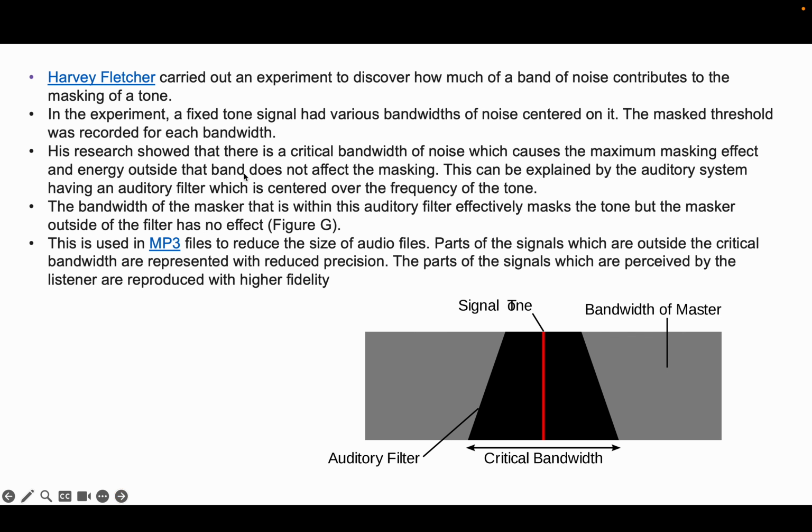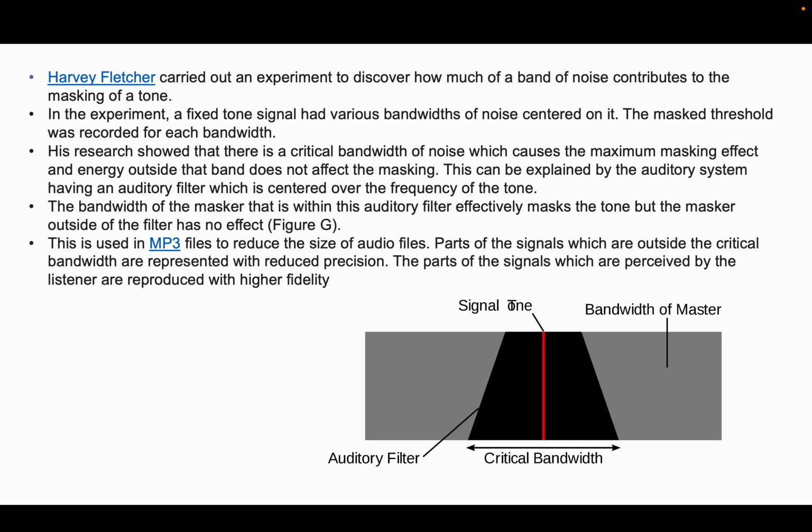Okay, I think that this is primarily a restatement of some of the previous things that we have said, just a different way of illustrating what we've already said: the bandwidth of the masker within the auditory filter masks the tone, but the masker outside the filter has no effect.